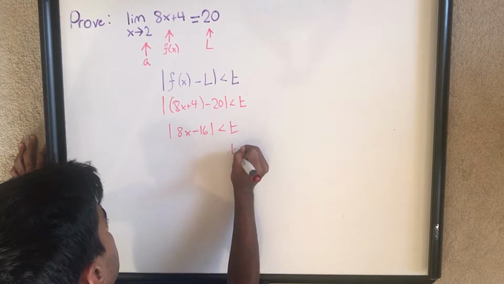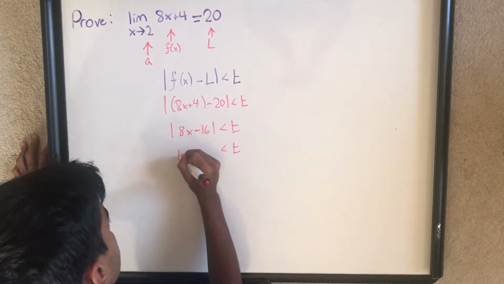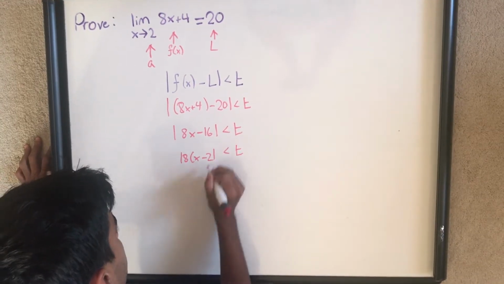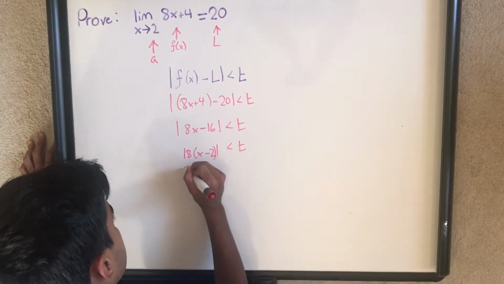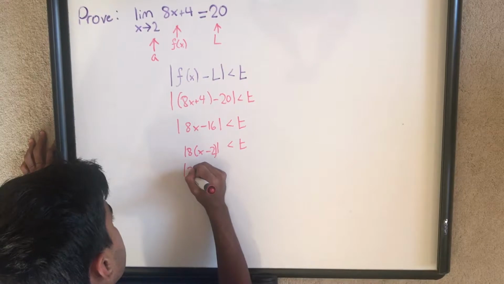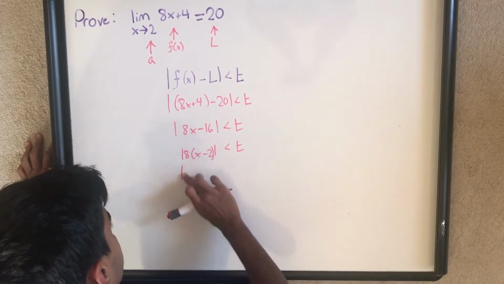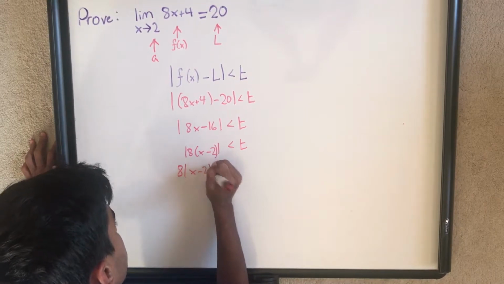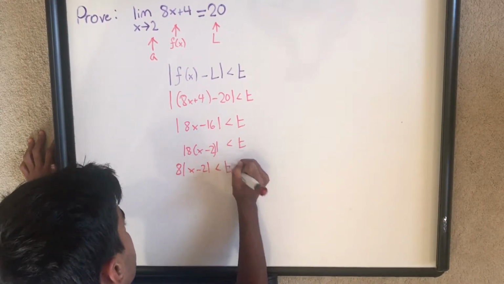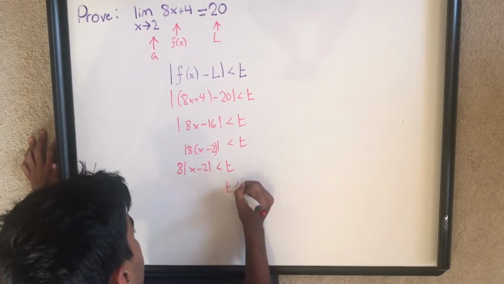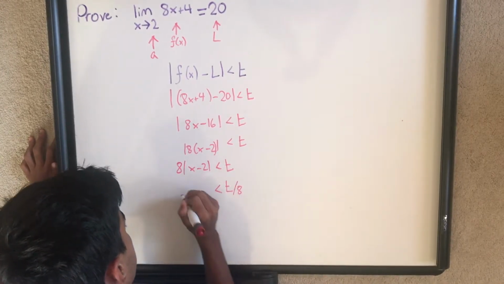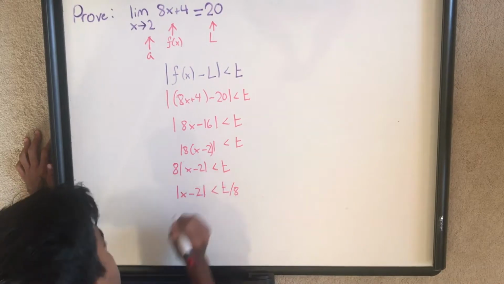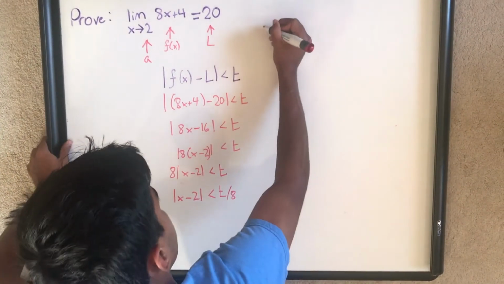And at this point, we can go ahead and take out an 8, so we'll get the absolute value of 8 times x minus 2. And then we know that it's a constant, so it's not going to affect the sign of the absolute value, so we can go ahead and take out the 8, and we'll get 8 times the absolute value of x minus 2 is less than epsilon. And we can go ahead and divide both sides by 8, so we'll get the absolute value of x minus 2 is less than epsilon divided by 8.